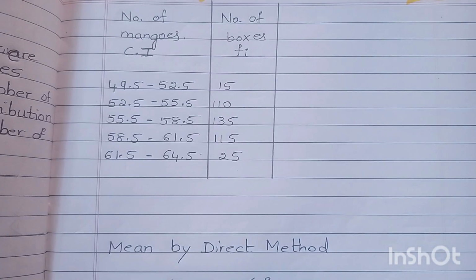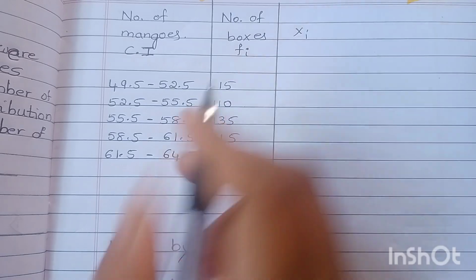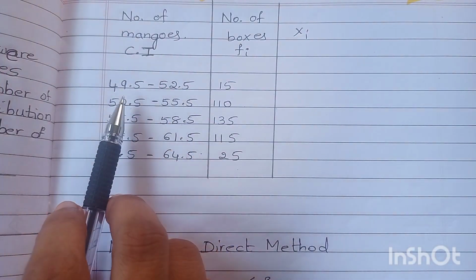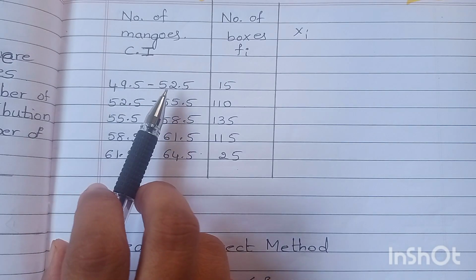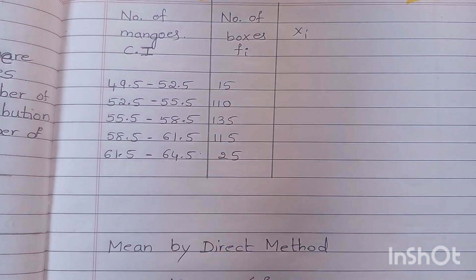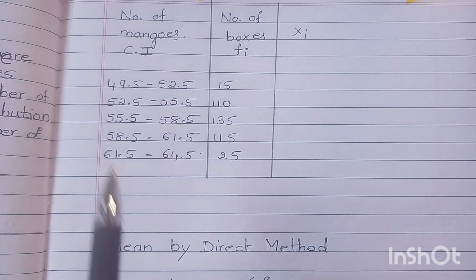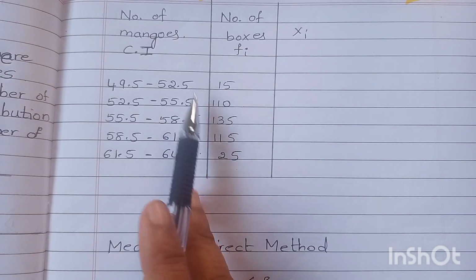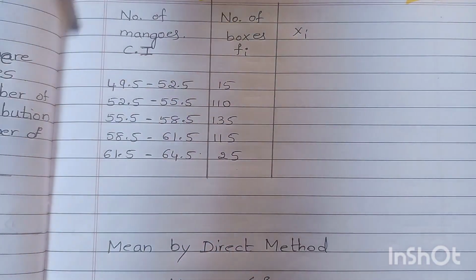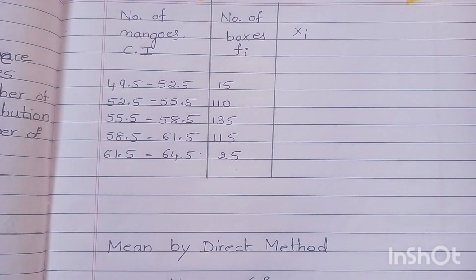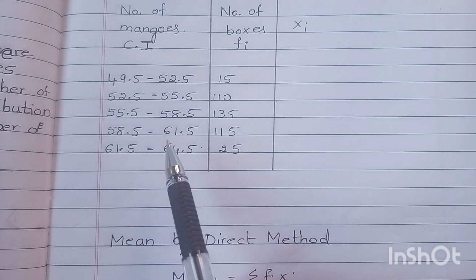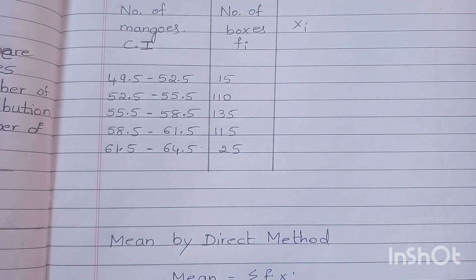Xi is the midpoint of the class interval. That is, the midpoint between 49.5 and 52.5 we have to write. Then at least for 2 class intervals you have to write the formula. Okay, you can do it directly, but at least for 2 class intervals use the formula. Since these are decimal points, I will use the formula for all, because some of them have confusion. So for all the class intervals, I will use the formula to find out Xi. See here.